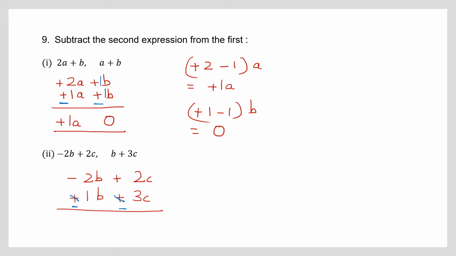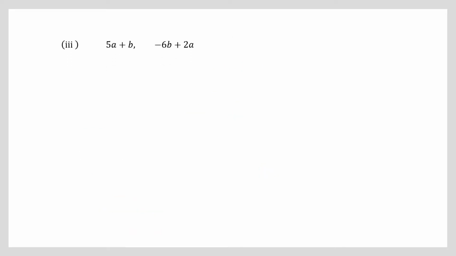So I have minus 2b minus 1b. When signs are the same, put the same sign and add. 2 plus 1 is 3, 3b. Now here I have plus 2c minus 3c. Take out only the numerical coefficient. Plus 2 minus 3c. When signs are different, put the sign of the bigger number and subtract. 3 minus 2 is 1, minus 1c. Next one.